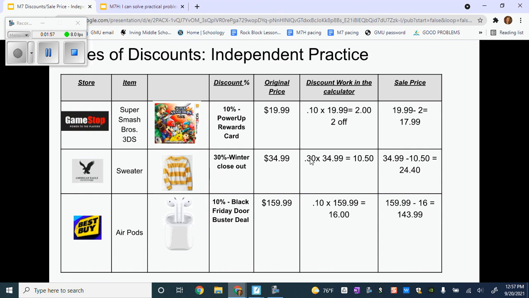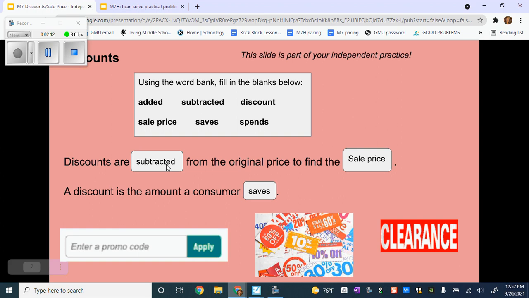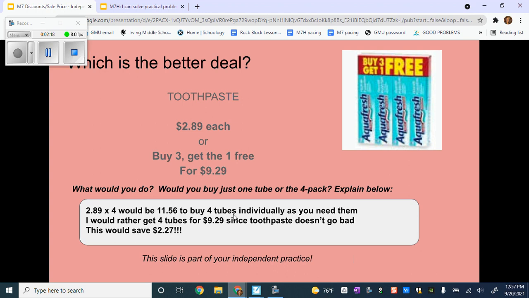Now, with the 30%, you probably need to use your calculator for that one. And again, friendly reminder that sometimes you're going to stop after the calculator math, or here we had to subtract to find the sale price. All right? So this was from our last class. And here again, discounts are subtracted to find the sale price. And a discount is an amount that a consumer saves.